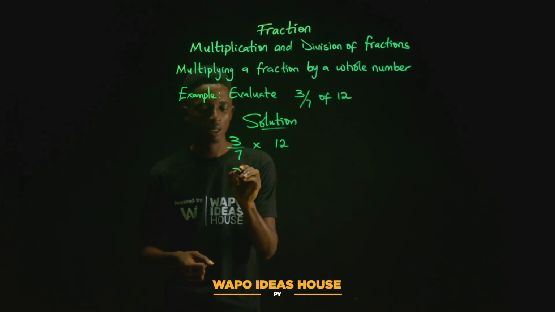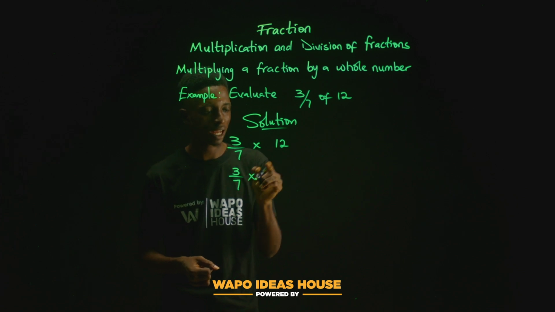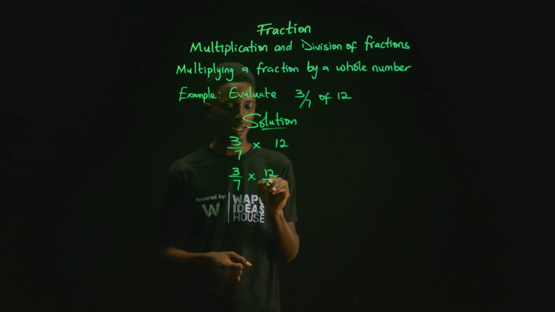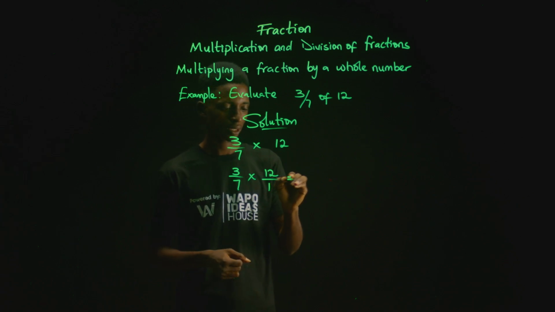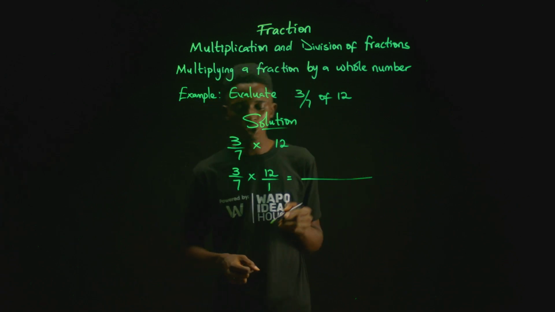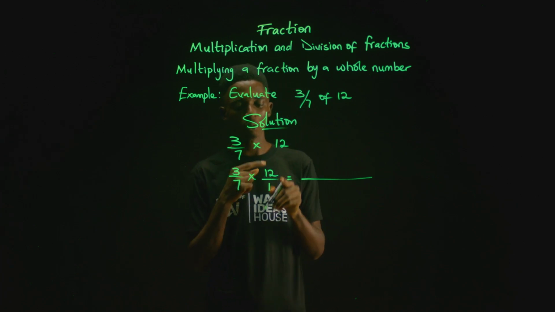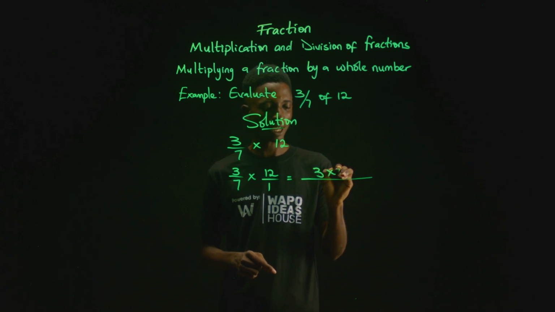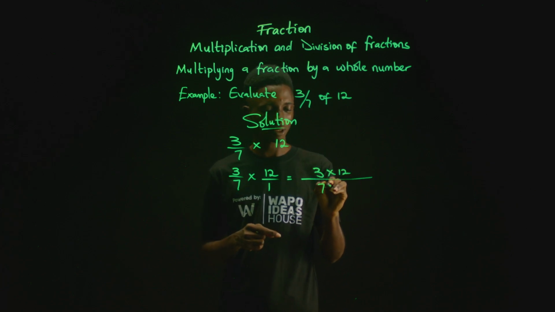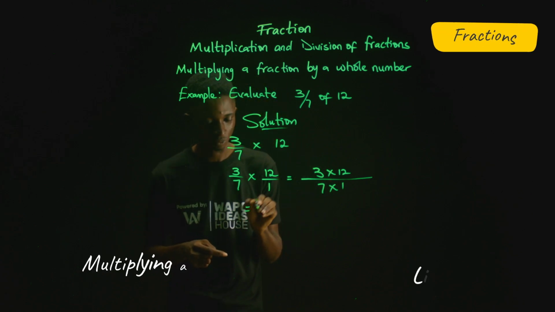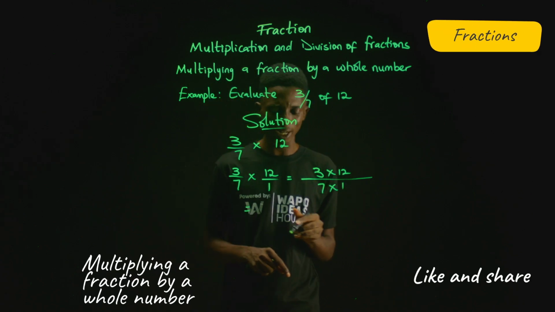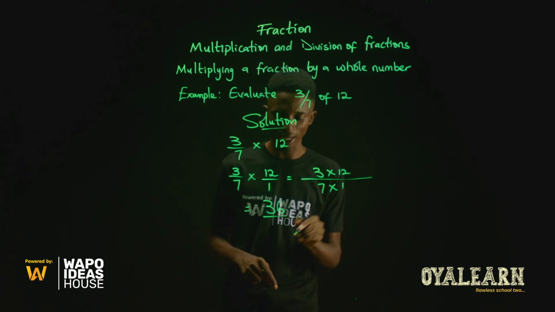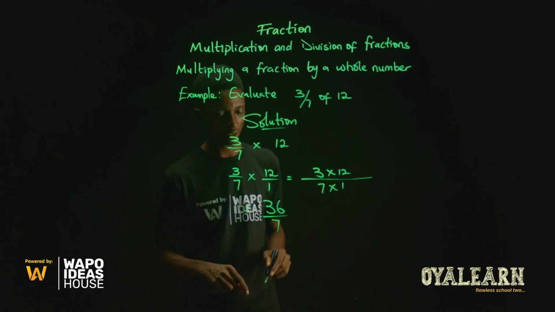So this becomes 3 over 7 multiplied by, writing 12 as a fraction, 12 divided by 1. Now with the division line, we multiply the numerators together and the denominators together. So we have 3 multiplied by 12 and then 7 multiplied by 1. Now 3 multiplied by 12 will give us 36. And 7 multiplied by 1 will give us 7.